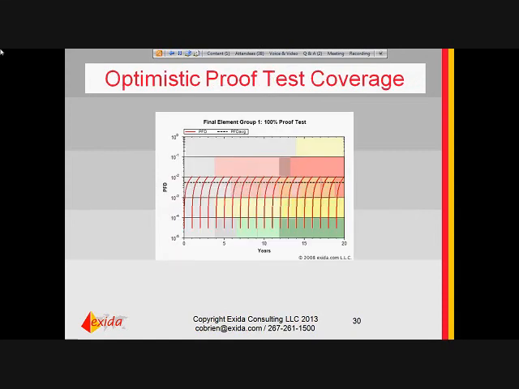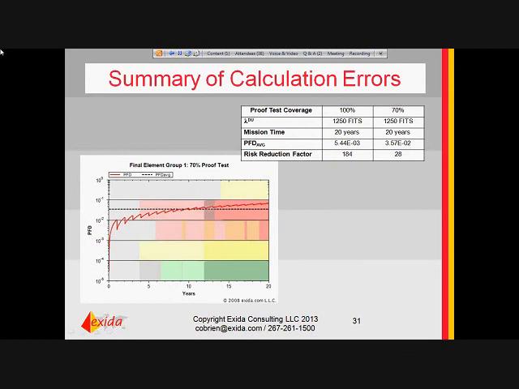So for 100% proof test, here's an example of a final element group with 100% proof test. Essentially, if you tested it once a year, your PFD would go up through the year, then go back to the initial point after every proof test. And that gives you an optimistic PFD average, because what really happens with an imperfect proof test, which is typical, is that, depending on your mission time, your PFD average is going to continue to get higher and your risk reduction will get lower.